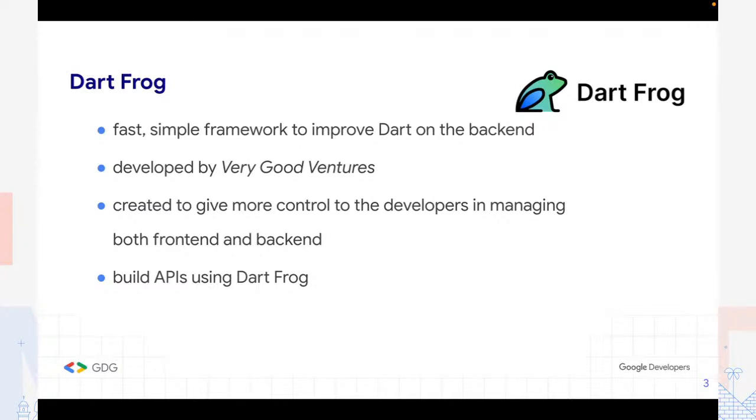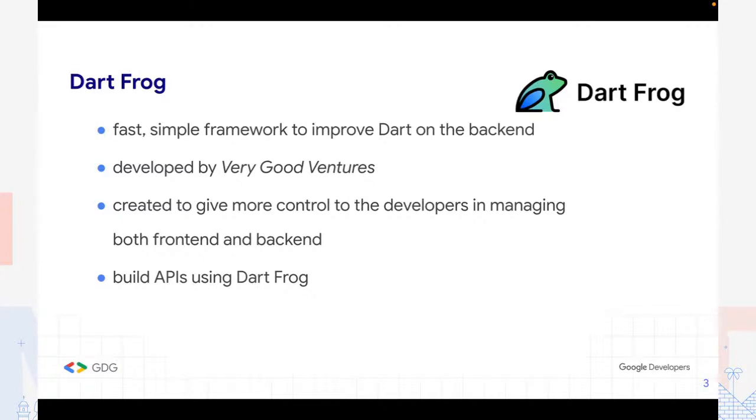So, with that, let me give you a quick definition from the website itself. It's a fast, simple framework to improve Dart on the back end, because we already use Dart on the front end, and until Dart Frog was introduced, there was no support for the back end. So with Dart Frog, the simple framework, which is also very fast, you can bring Dart to the back end as well and build full stack Flutter applications.